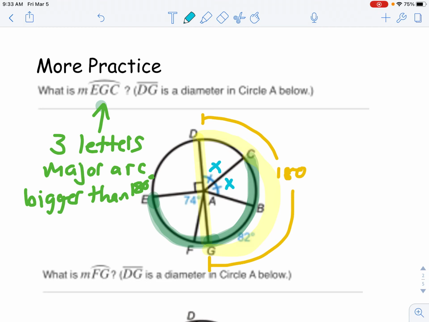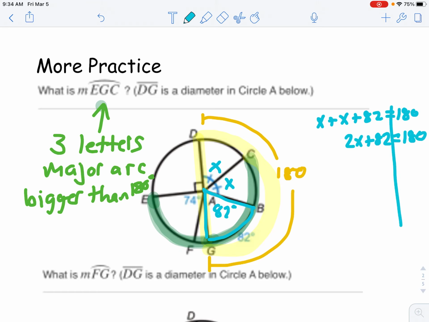Then since this arc is 82, what I can say is x plus x plus 82 equals 180. So 2x plus 82 equals 180. Subtract 82 from both sides, and I get 2x equals 98. Divide both sides by 2: x equals 49. So now I know that's 49. That's also 49, but I don't really need to know that.